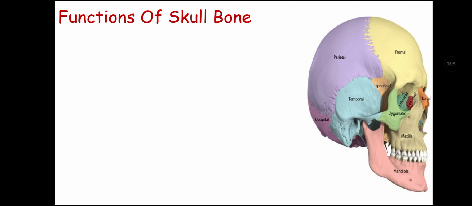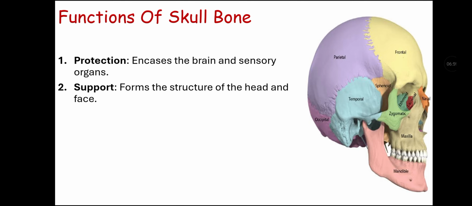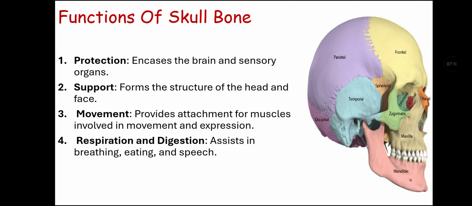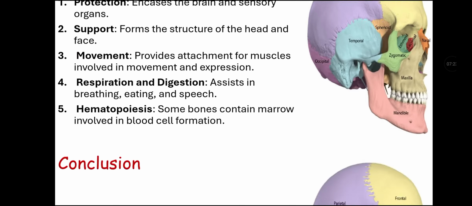Now let's talk about functions of skull bones. First is protection, as they encase the brain and sensory organs. Second is support, as they form the structure of the head and face. Third is movement, as they provide attachment for muscles involved in movement and expression. Fourth is respiration and digestion, as they assist in breathing, eating, and speech. Fifth is hematopoiesis, as some bones contain bone marrow that is involved in blood cell formation.